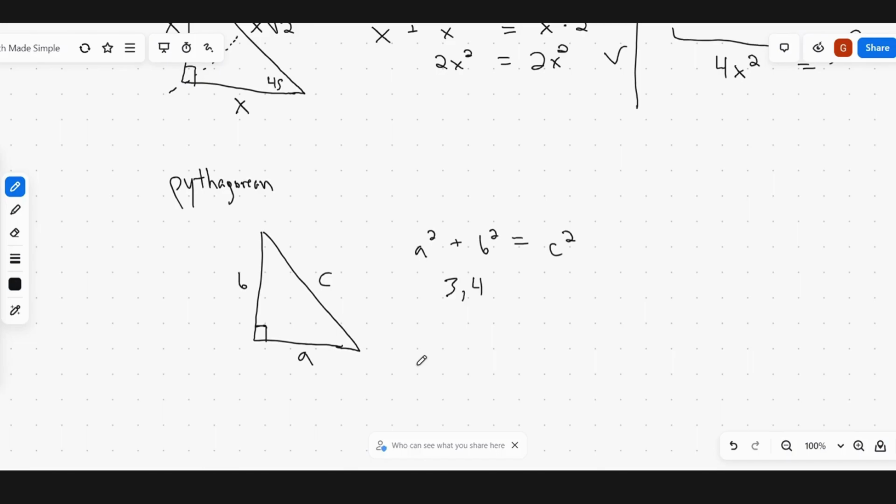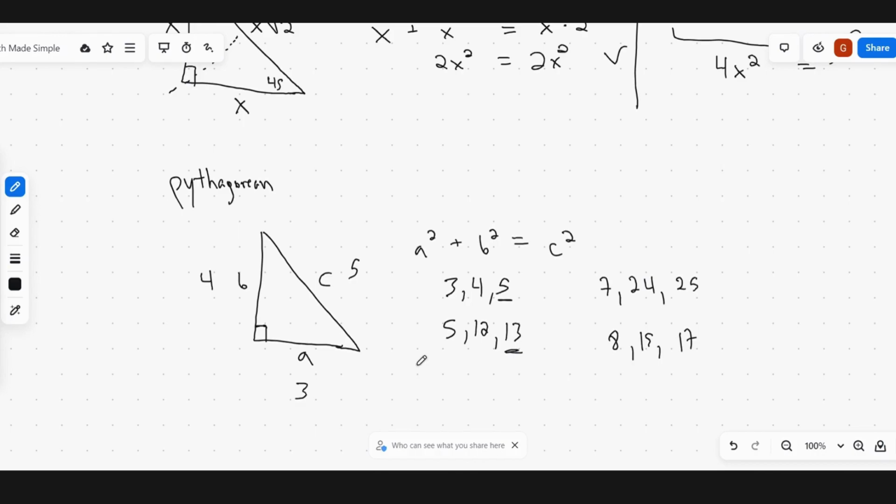Examples of this are a 3, 4, 5 triangle, which means leg 1 is 3, leg 2 is 4, and the hypotenuse is 5. 3 squared is 9, 4 squared is 16, 16 plus 9 is 25, and 5 squared is 25, so that checks out. Another really common one is 5, 12, 13. Keep in mind the biggest number is always going to be your hypotenuse, because the hypotenuse is the longest side of any right triangle. Other common ones are 7, 24, 25, and 8, 15, 17.